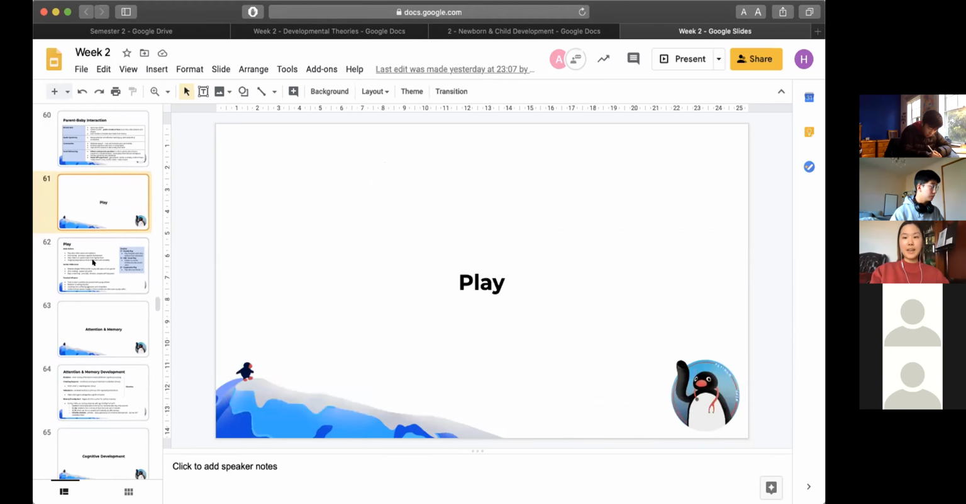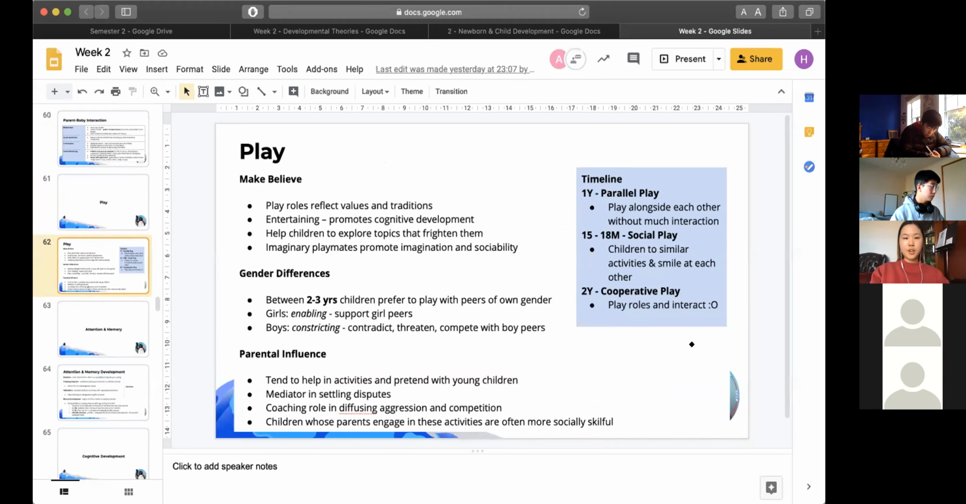Next, we've got play. Basically this is the timeline. Around 1 year old, you've got parallel play. When you put two kids together, they'll play alongside each other, so they won't interact that much. From 15 to 18 months, you've got social play. Children will have similar activities, they'll start smiling at each other, and they'll start interacting a little more. And when you've reached 2 years old, you've got cooperative play. That's when you play roles, you interact with each other, you cooperate.